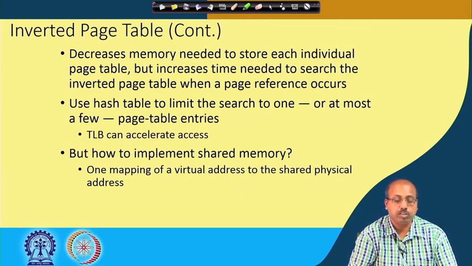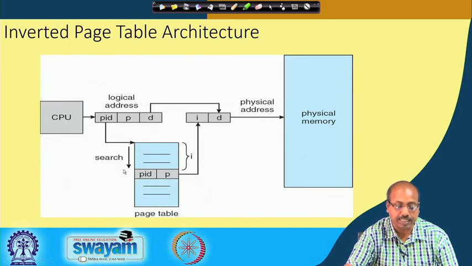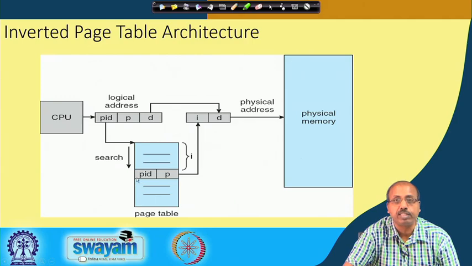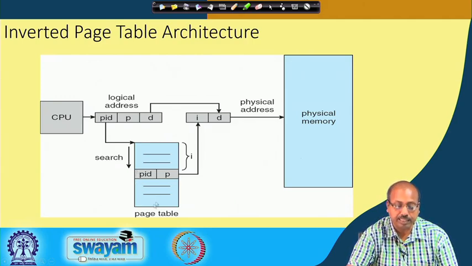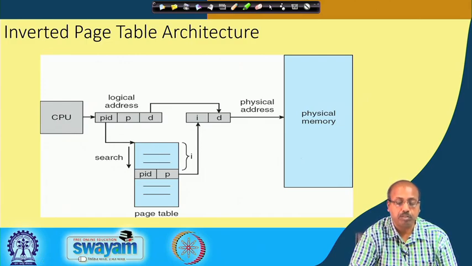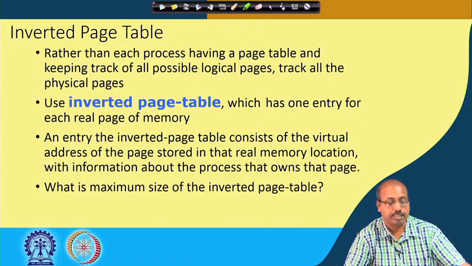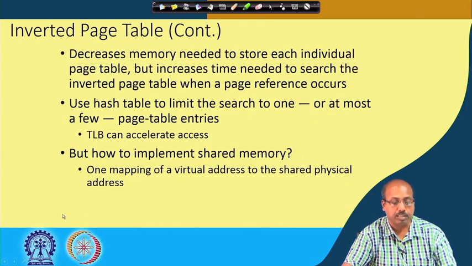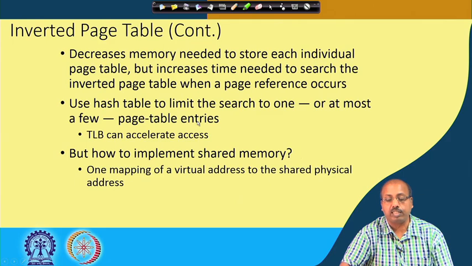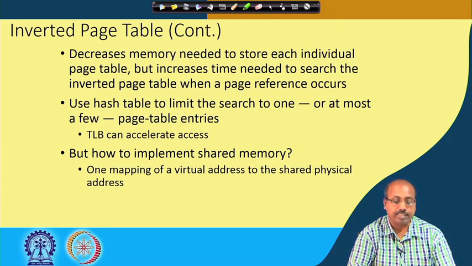The other possibility is that we store a part of this in the TLB. Since this size is fixed, equal to the number of frames that we have in memory, if you can keep this entire inverted page table in the TLB, the translation lookaside buffer, it will do a parallel search for this PID P in all these locations concurrently, and if it finds a match, it will come up with that index. So, either we can use a hash table to limit the search to 1 or at most a few entries, or we can use a TLB to accelerate the access.